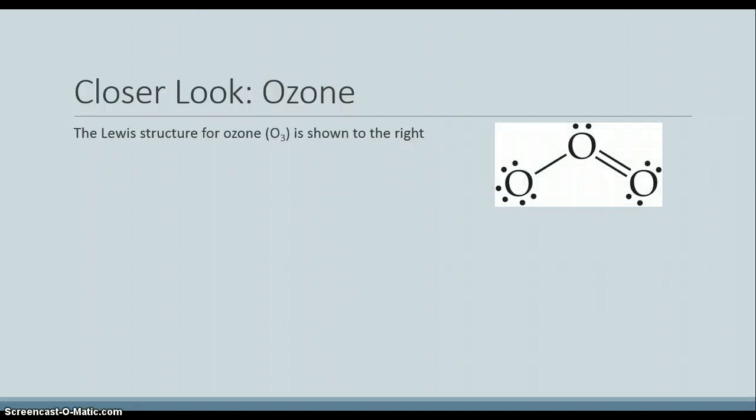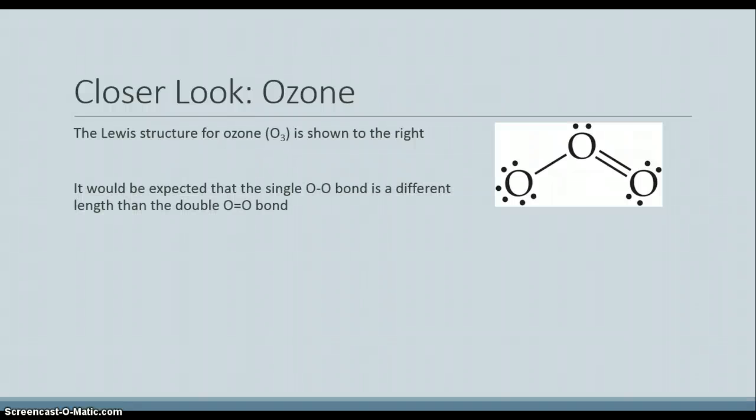So you see ozone right here with a double bond and a single bond. Now, again, most of us can probably look at this and not think twice about it, but actually, wouldn't you expect those two bonds to be different? One expectation is that a single OO bond is actually a different length than the double OO bond. It'd be predicted that the single bond would be longer and the double bond shorter. And this is kind of a truth that applies to just about any bond out there. Single bonds typically are longer, whereas double bonds are shorter.